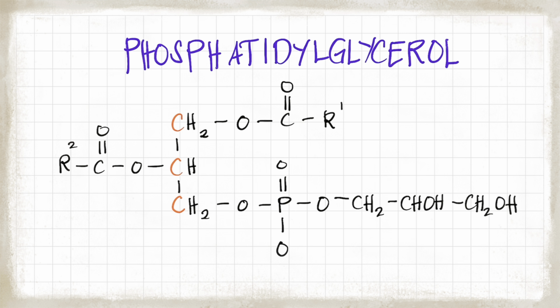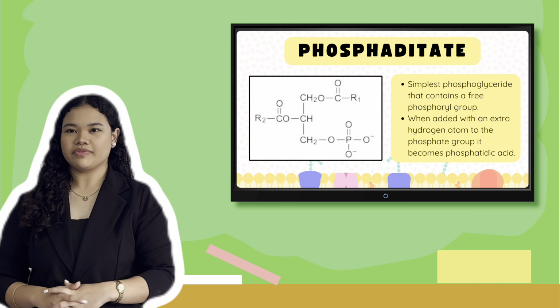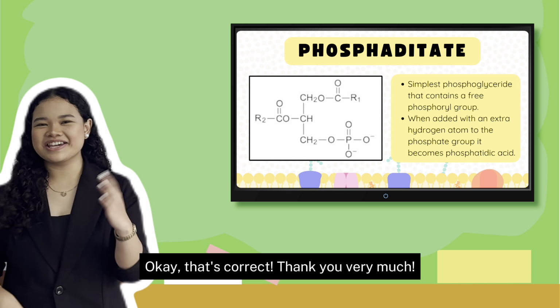In the general chemical structure of a phosphatidylglycerol, R1 is a fatty acid, and R2 is a fatty acid as well. It also consists of a three-phosphate backbone, ester bonded to either saturated or unsaturated fatty acids on carbons 1 and 2. Okay, that's correct. Thank you very much.